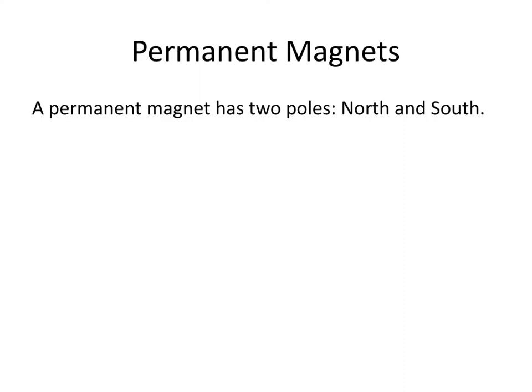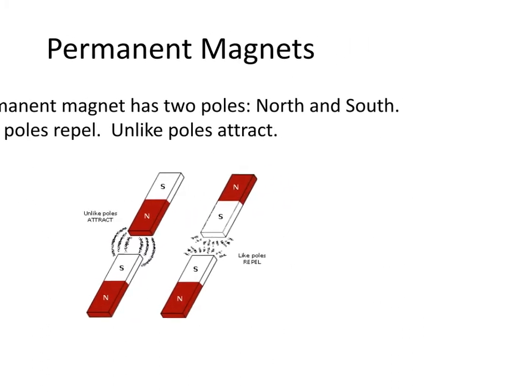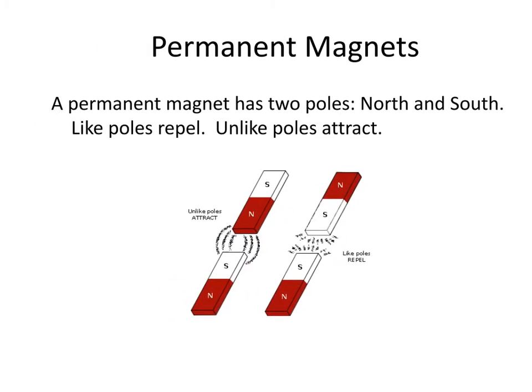Every magnet has a north pole and a south pole, whether it's permanent or not. Like poles repel and unlike poles attract. You've probably had experience with this previously. So a north pole will pull a south pole towards it, and you can see here that there's a repulsive force between the two south poles in the diagram.